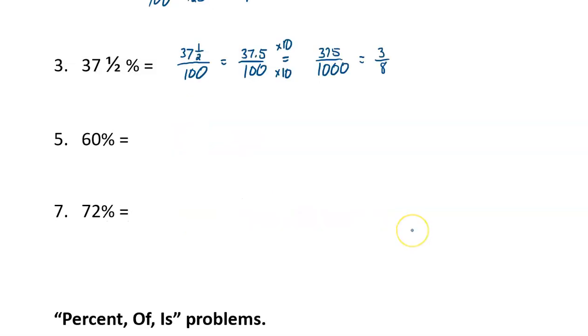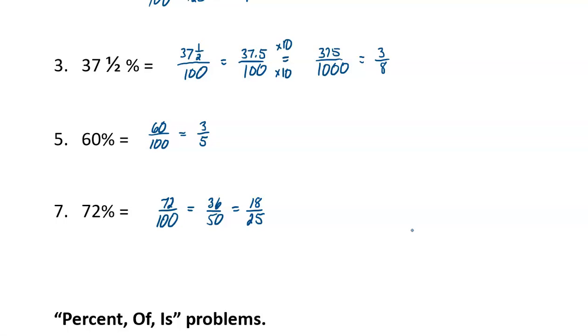Number 5, 60% means 60 per 100. Now reduce. Top and bottom both divide by 20, creating 3/5. Number 7, this is 72 per 100. Now reduce. Top and bottom are both divisible by 2, creating 36/50. Both of these numbers are divisible by 2, creating 18/25.